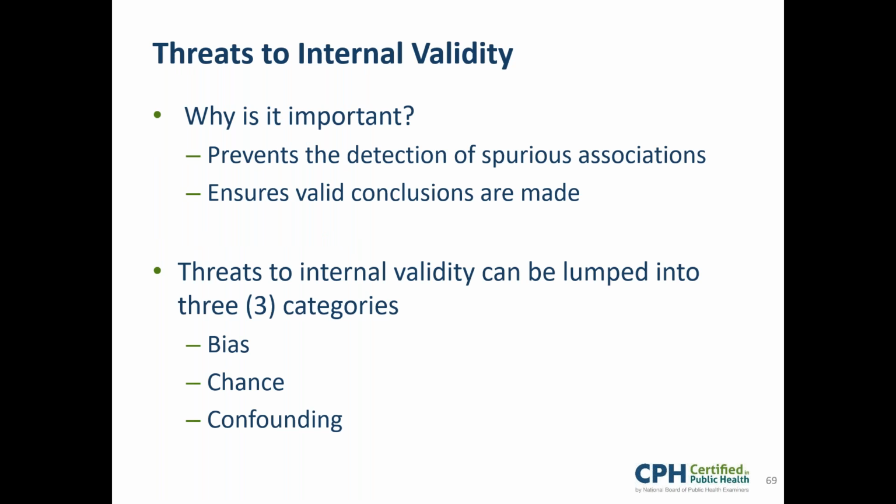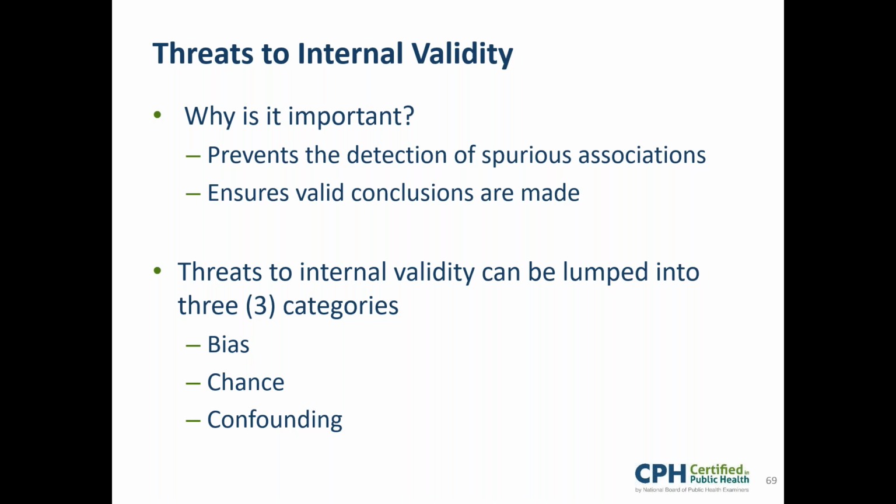So what are some threats to internal validity? And again, that's the rigor with which the study is conducted. Internal validity is really important so that the associations we find aren't false or spurious, and it ensures that the conclusions we make are indeed valid. But the threats to internal validity exist no matter how careful you are, and they can be divided into three categories: bias, chance, and confounding.